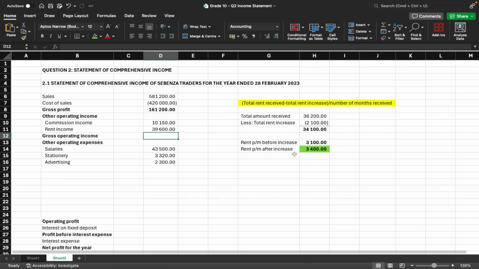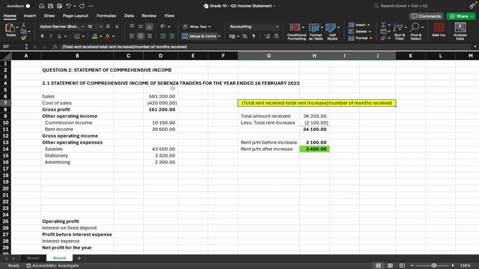All right, now let me show you the second way, and this one requires you to know a bit of mathematics, because now we are solving for x. But before I do that, let me just fix my formula up here to add one more thing. It's total rent received minus total rent increase, divided by the number of months received, and then let me just put my brackets here.